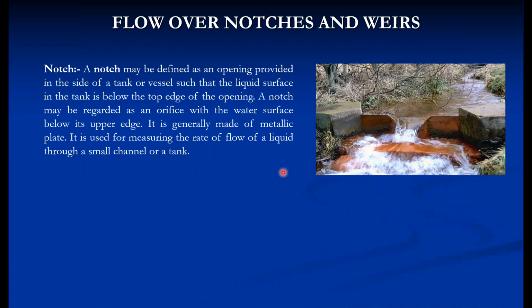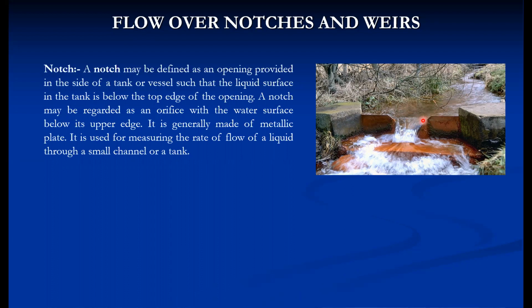of a tank or vessel, like this opening, such that the liquid surface in the tank is just below the top edge of the opening. The liquid surface in this particular channel must be below the top edge of this notch. So this is a triangular notch. The scale is provided, and if we provide this notch, we can measure the flow through this particular channel. It's a small channel. This is a practical situation.